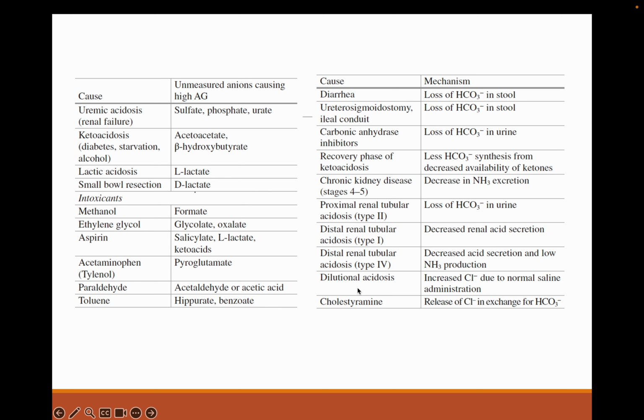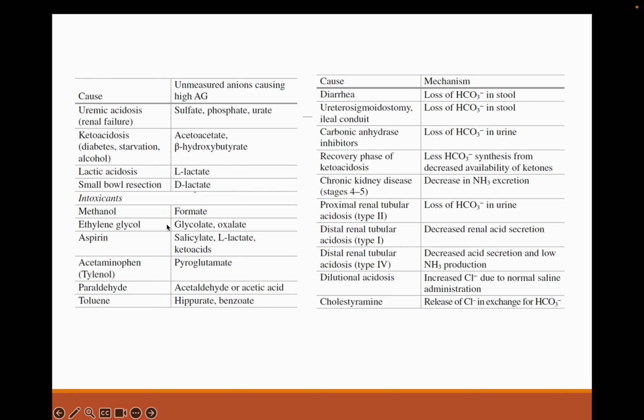This is the exception. In the case of cholestyramine, generally the loss of bicarbonate is compensated by chloride preservation. In this case, the loss of chloride is compensated by an increase in bicarbonate. So there is NAGMA per se, and changes in chloride and bicarbonate are compensated. So this is one exception. Dilution is also one of the exceptions.